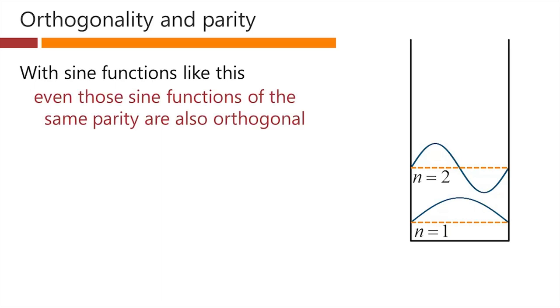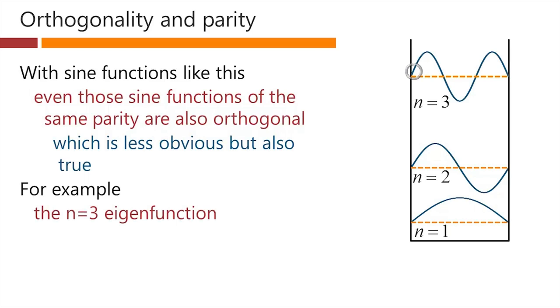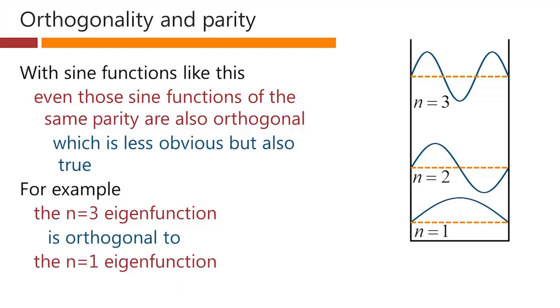With sine functions like this, even those of the same parity are also orthogonal. That's not so obvious, but it is also true, and we said that was the case earlier on. For example, the n equals 3 eigenfunction here is orthogonal to the n equals 1 eigenfunction. You can't deduce that orthogonality from a parity argument, but nonetheless it is orthogonal. The positive chunks that we get from this region multiplying this function and this region multiplying this function just happen to be cancelled out exactly by the negative chunk we get from this region multiplying that function.